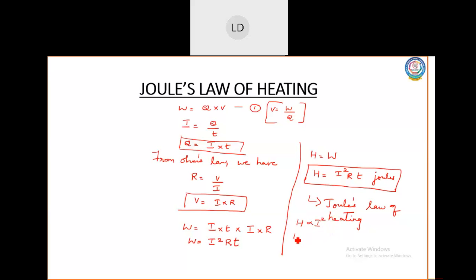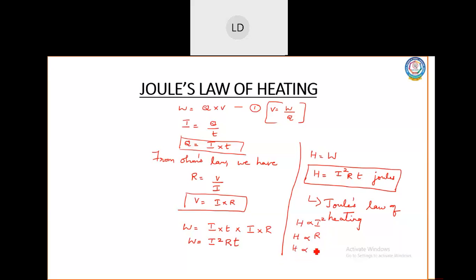Similarly, H is directly proportional to the next term. What is the next term here? R, resistance. If we double the resistance, where resistance is considered 1 R, the heat is 1 H. If I double it to 2 R, the heat also doubles. If I reduce the resistance to R by 2, the heat produced will also be H by 2. So it has a direct dependence. Greater the resistance, greater the heat. Lesser the resistance, lesser the heat. Okay? Right.